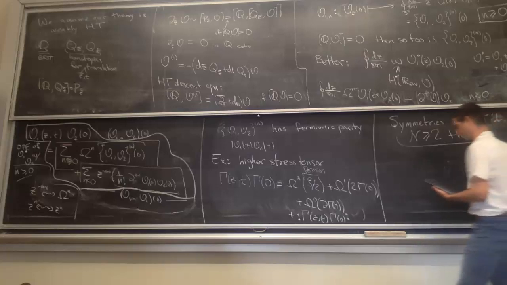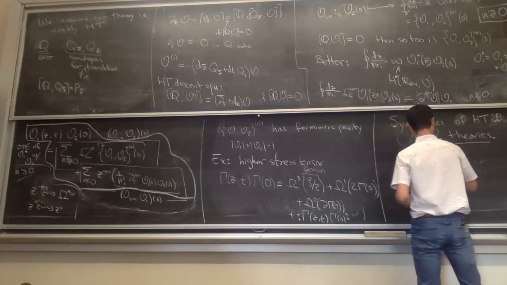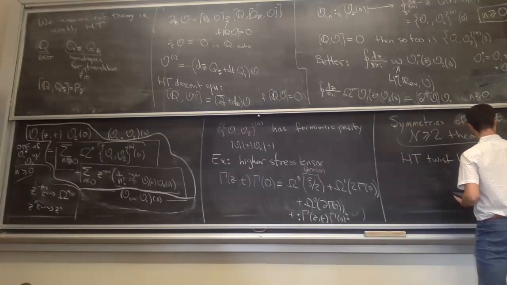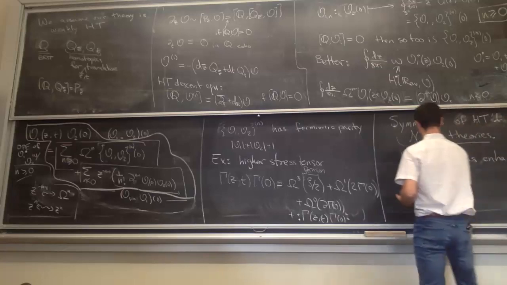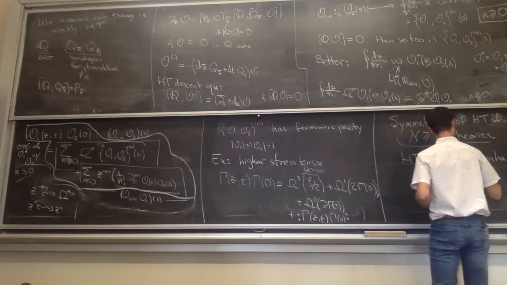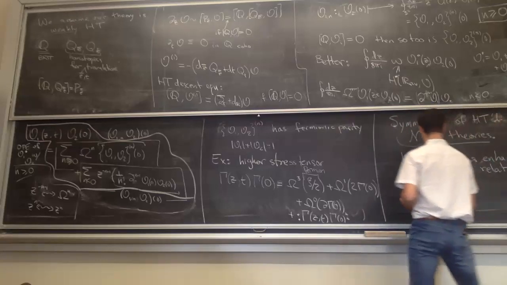Let's start with N equals 2. The statement is that the HT twist has enhanced symmetries relative to the untwisted theory.